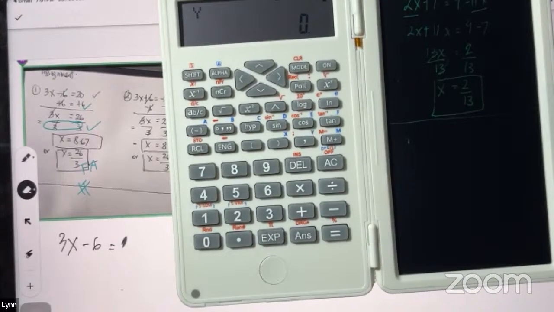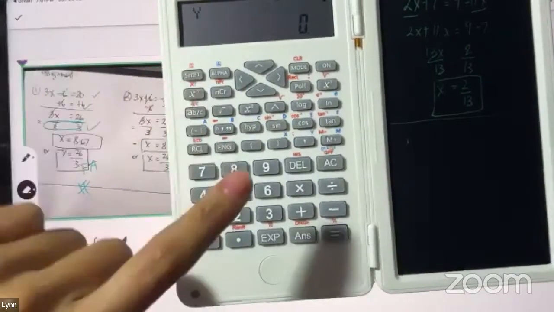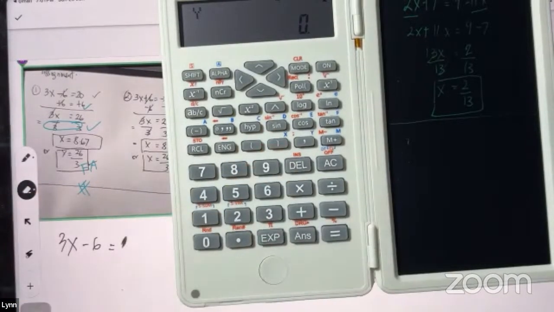There are a lot of options for you to store. Whenever I want to save something, I press shift and then STO. I want to try first, but I want you to store to Y now, so don't store to X.